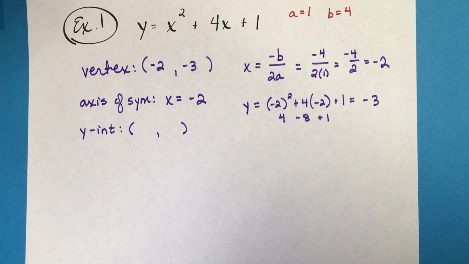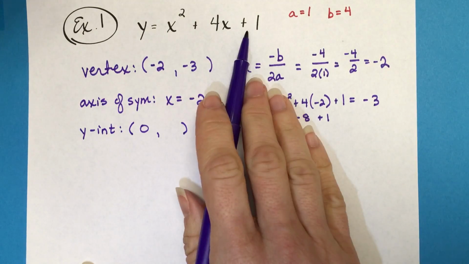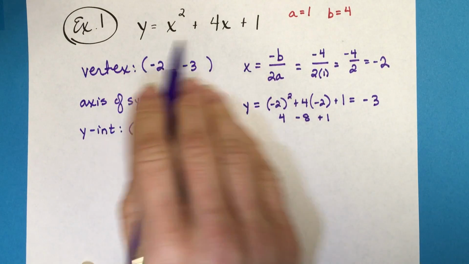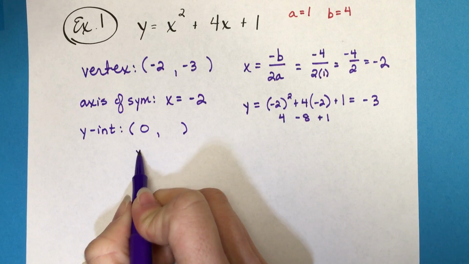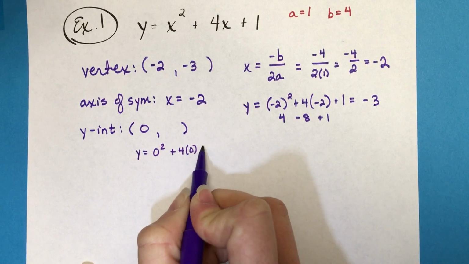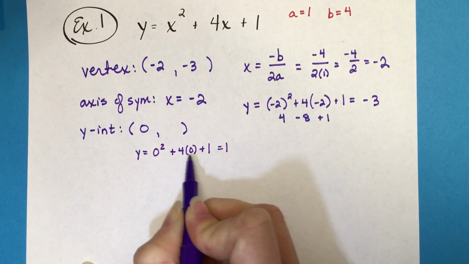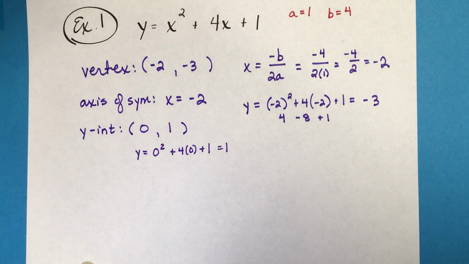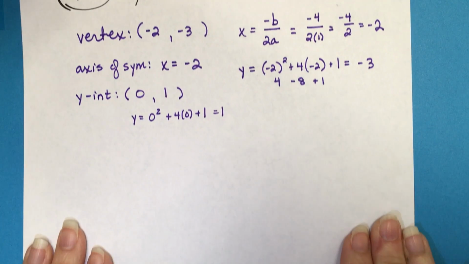So remember I told you to find the y-intercept you're going to substitute 0 in for x. So you can go ahead and put 0 as your x coordinate. If you were to substitute 0 into your function, of course you probably could do that in your head, you would have y is equal to 0 squared plus 4 times 0 plus 1. Therefore, you have just 1. Okay, so using this information to graph it.